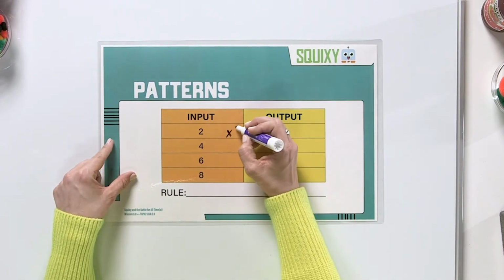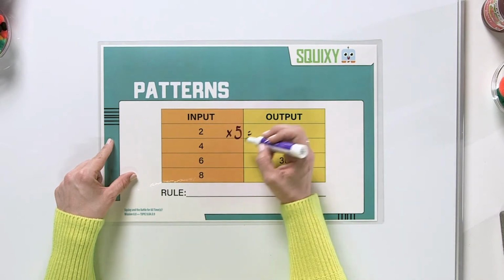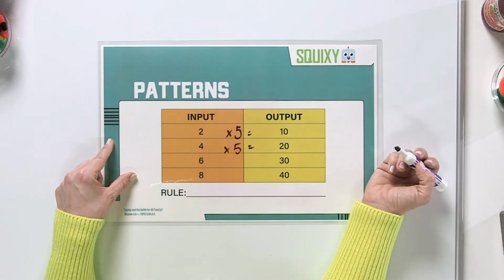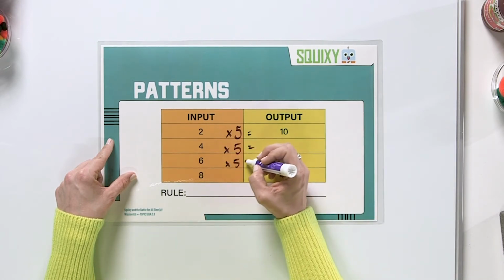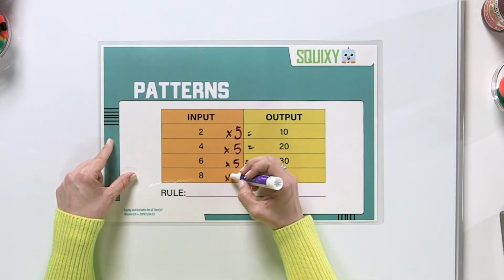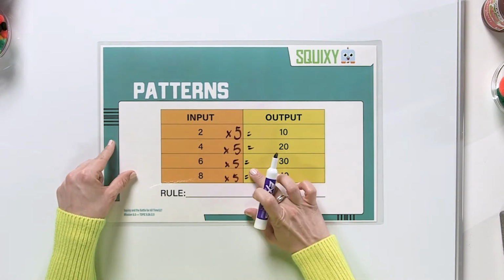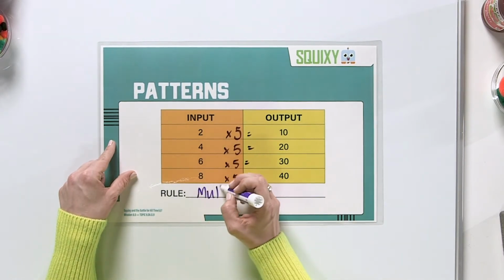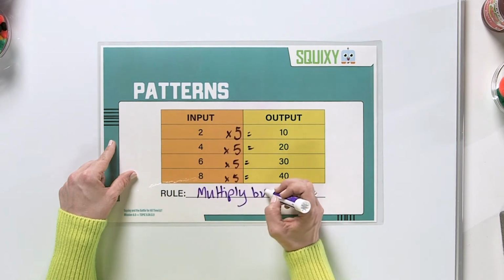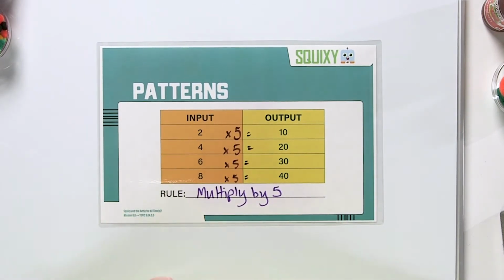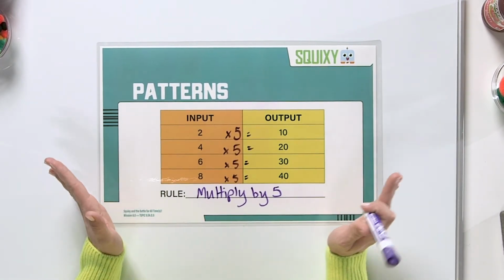2 times 5 is 10. 4 times 5 is 20. 6 times 5 is 30. And 8 times 5 is 40. The rule is to multiply by 5. Every time the rule is applied, multiply by 5, the output number is accurate. We found the rule. Yay! Well done, you guys. Every time we multiply the input number by 5, we get the number in the output category. Nice job. High five.